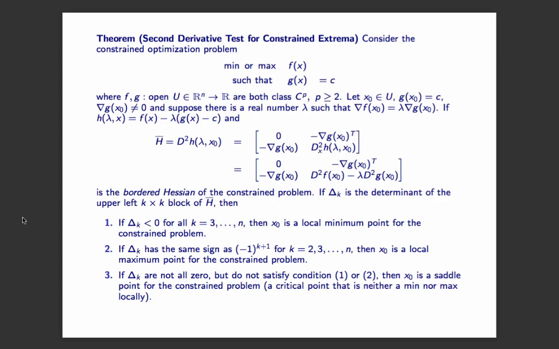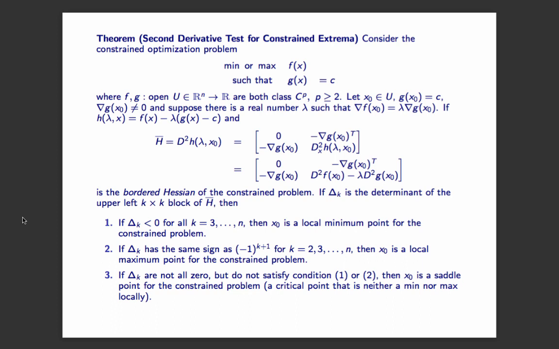So let's give the second derivative test for constrained extrema in the general case. Consider the constrained optimization problem: minimize or maximize f, subject to the constraint that g of x is a constant, C, where f and g both share an open domain in Rn, and both are at least class C2. Now let x naught be in the domain and satisfy the constraint, in other words, g of x naught is C, and suppose the gradient of g at x naught is non-zero.